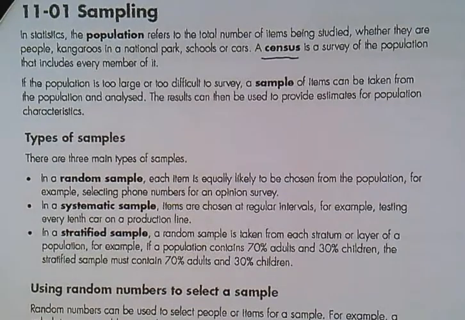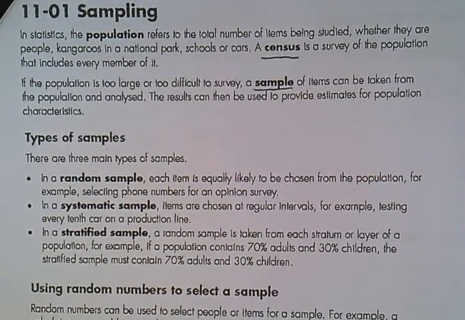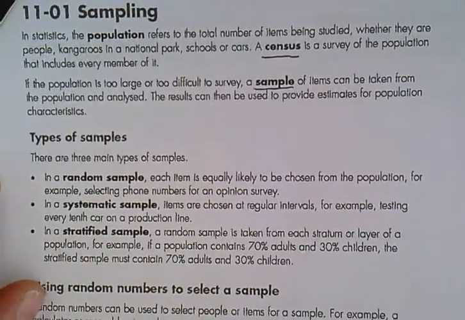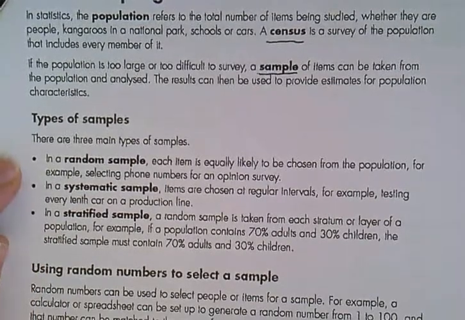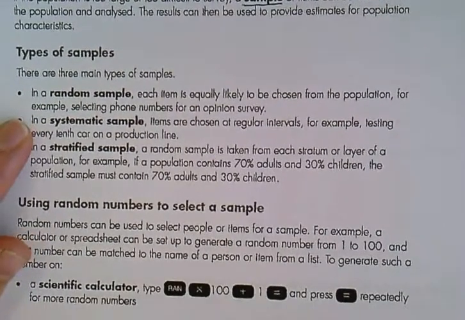But if a population is too large or too difficult to survey, in other words, if we don't want to run a census, which is to ask everyone, we will just take a sample from the population. So for example, here at school, we might have 700 kids. We might decide we're just going to ask 60 kids a question, or 100 kids. Now, there are different ways that we can select the people that we want to sample or the items we want to sample. The first one is a random sample.